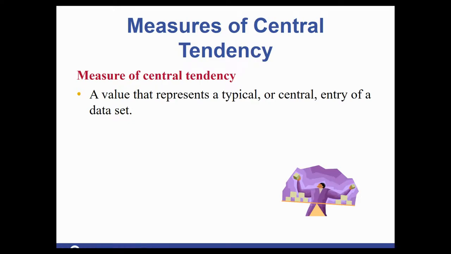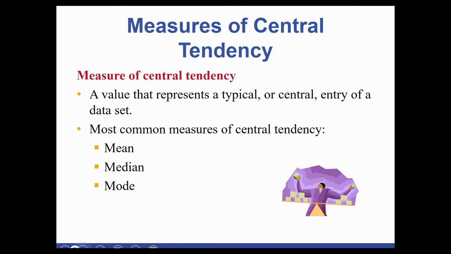So a measure of central tendency is a value that typically represents the center of a whole data set. So typically you're thinking of something like an average or a mean. There's also your median and mode that would also describe the center of your data set. So this section is really about mean, median, and mode.